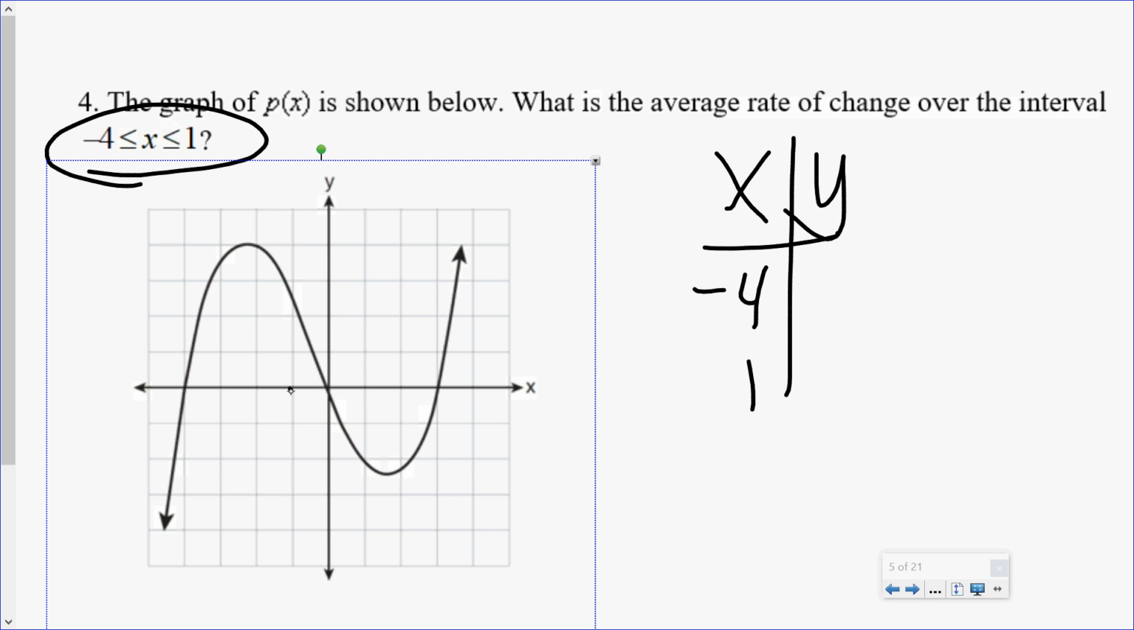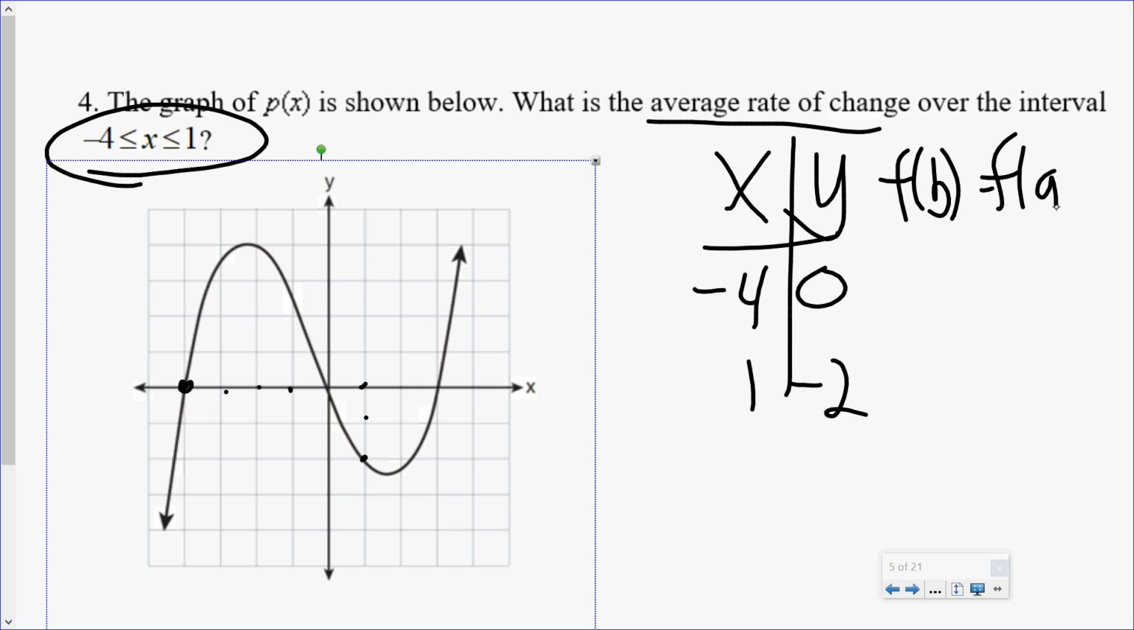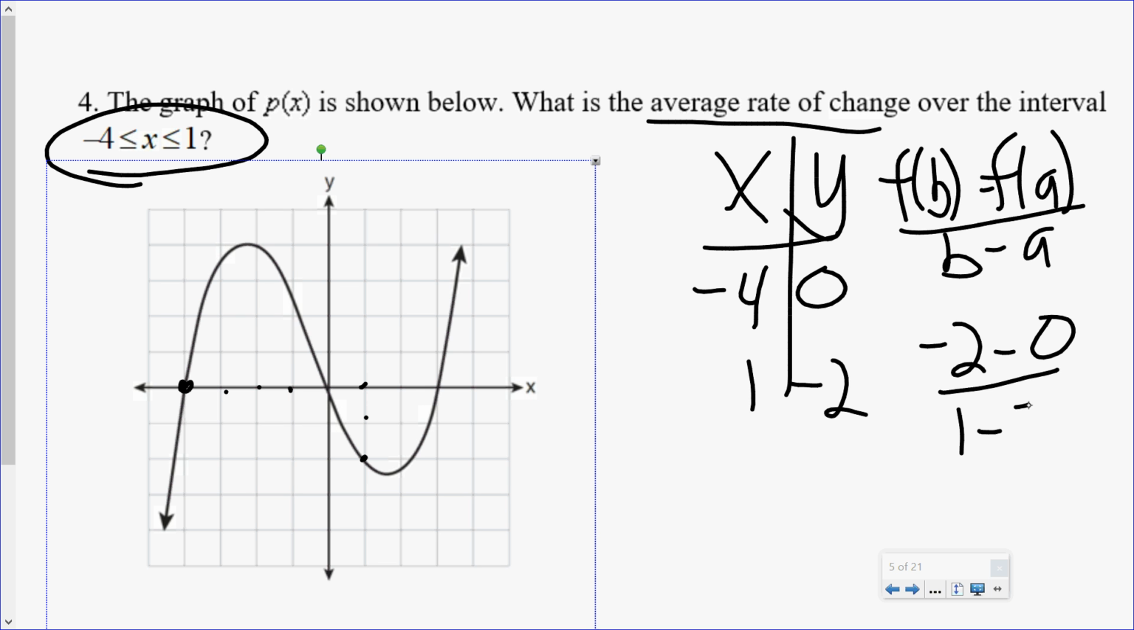When X is -4, Y is 0. When X is 1, Y is -2. And we've evaluated functions earlier this year. To find the corresponding Y value, you're just finding where X is on the graph. So, average rate of change, f of b minus f of a over b minus a, -2 minus 0 over 1 minus -4.